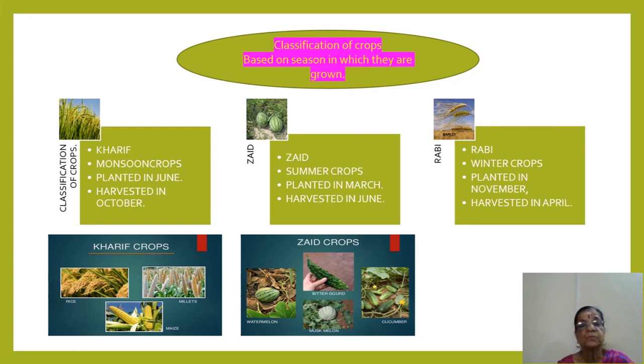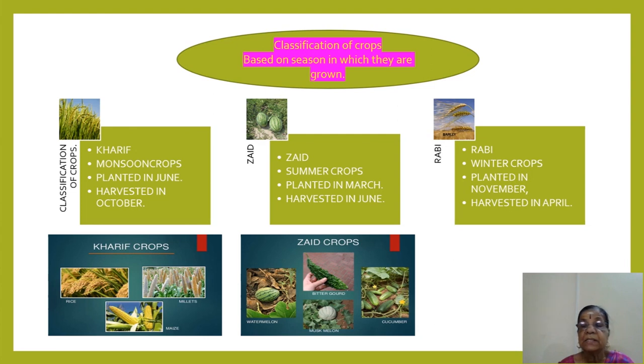You should know. Okay. First one, kharif crop, monsoon crop, planted in June, harvested in October. Example, rice, millet and maize. Example for kharif crop: rice, paddy. Rice, millet and kambu, cholam we say.